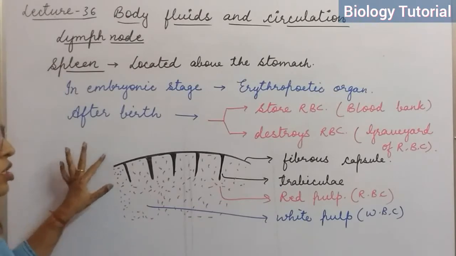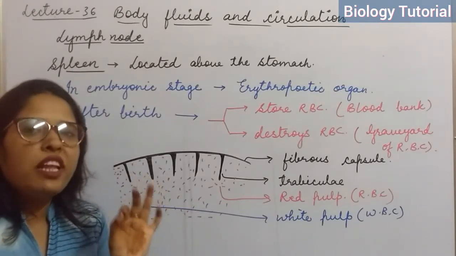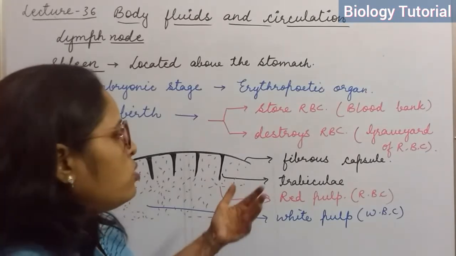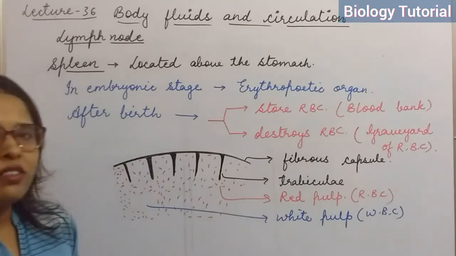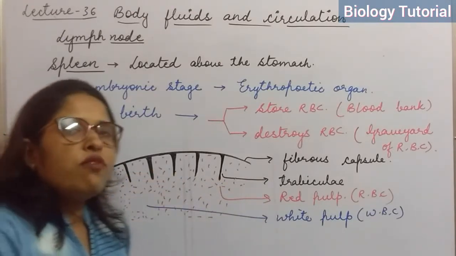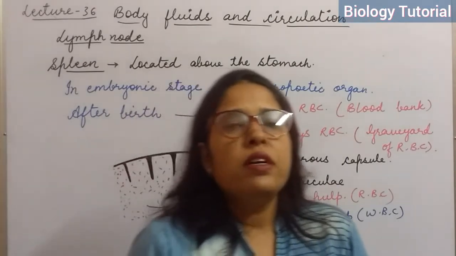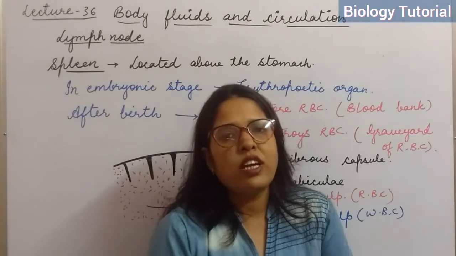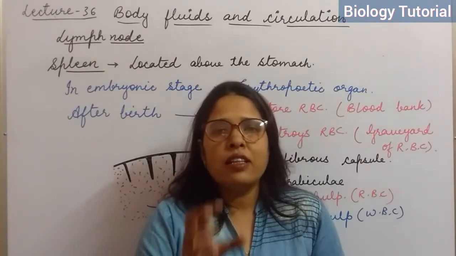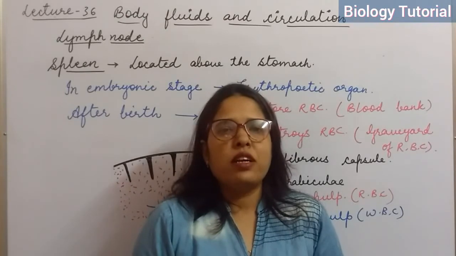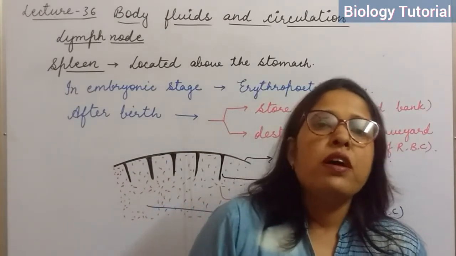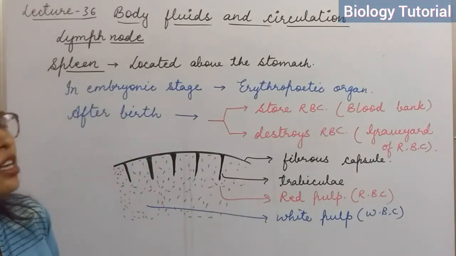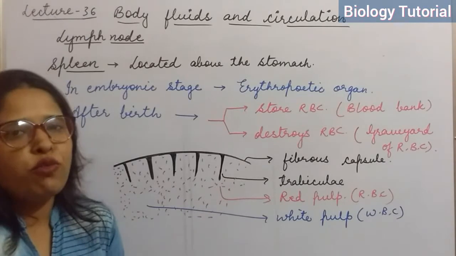The outer layer is a fibrous capsule, or we can say the splenic capsule, because it is the outer layer of the spleen. These projections are called trabeculae, and this is filled with a red pulp in which RBCs are present. We know that RBC is stored in the spleen; that's why it is called the blood bank of our body. And at the area where the red pulp is absent, that area is called white pulp, and in white pulp, different types of WBCs are present like lymphocytes and macrophages.